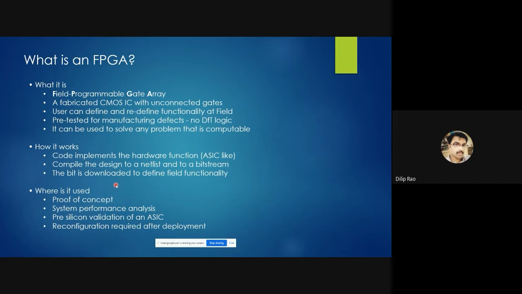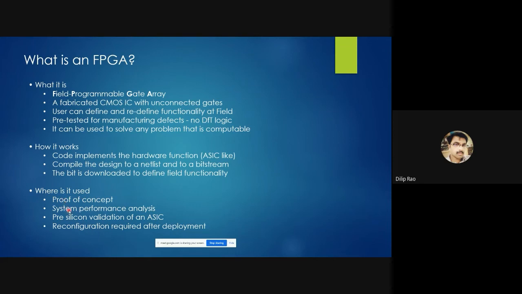So the bitstream is then downloaded, and that defines the field functionality. Practically there are no limitations to the number of times you can program a device. It can stretch to many times. By the time you reach the limit mentioned in the spec or the data sheet, the device would have been outdated, and you would have thrown out the device and moved on to a later generation device.